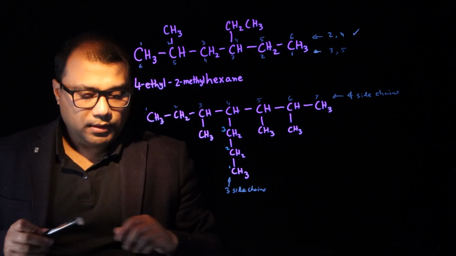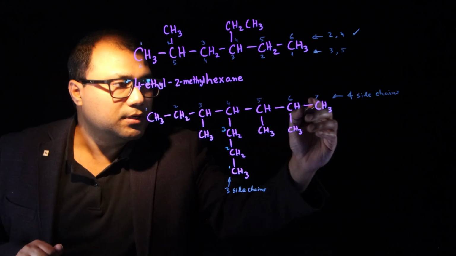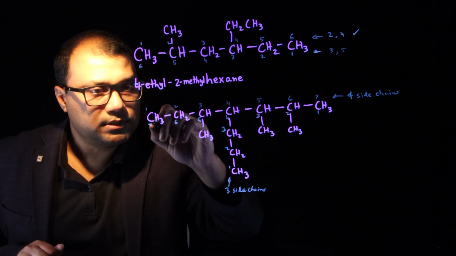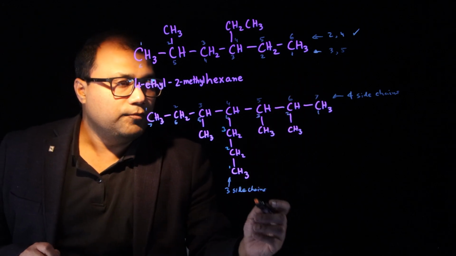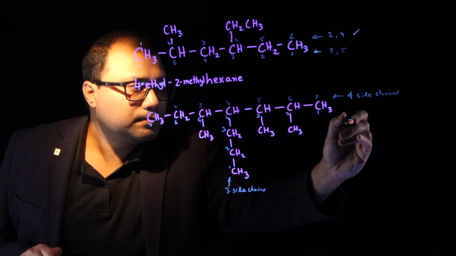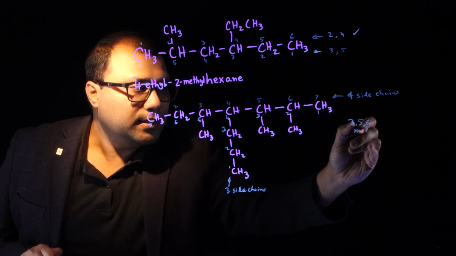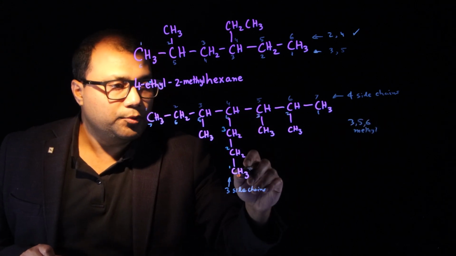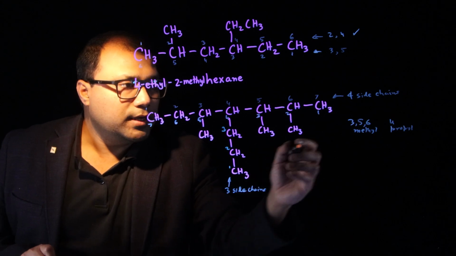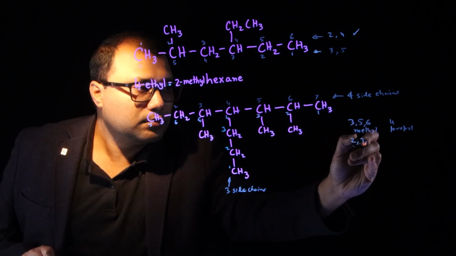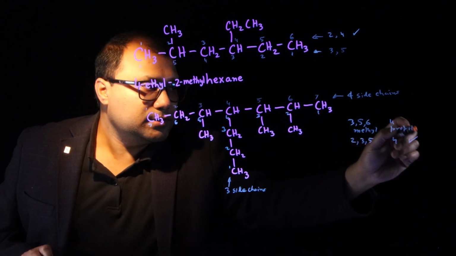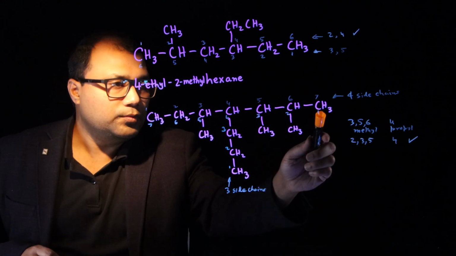Okay. Now that we have established that that's the right choice, let's also number it in the reverse order. 1, 2, 3, 4, 5, 6, 7. On the top one, we have methyl at 3, 5, and 6, and we have this propyl at 4. In the bottom numbering, we have methyl at 2, 3, and 5, and we have propyl at 4. So obviously, looking at this, this is the correct numbering. So we should go with the bottom numbering.